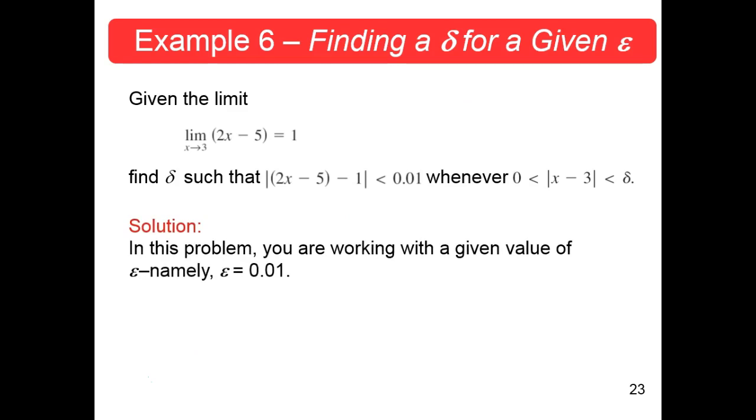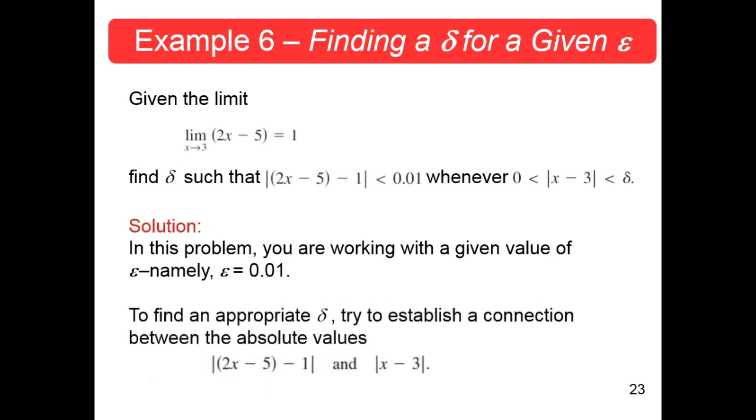In this problem, you're working with a given value of epsilon. There it is. That was your epsilon. The absolute value of the function minus the limit is going to be less than epsilon. So we know what the epsilon is. Now we want to work with that until we can get this to look like that. We're trying to establish a connection between this, which we know, and that, which is what we're trying to determine: what delta would be. So let's see what we can do.